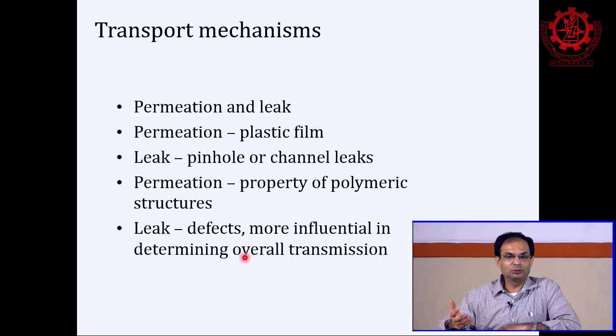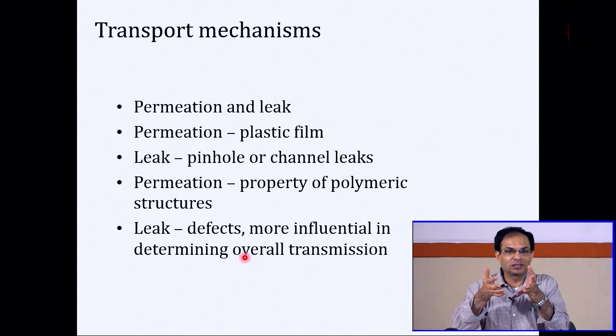So permeation is a property of the polymeric film, and leaks are defects. But when you are doing the experimental measurement, what it measures is both the permeation as well as some of the leaks, if there are some pinholes or some cracks in your polymer. Okay, have you ever measured oxygen transmission rate or water vapor transmission rate through polymeric film in any experiments?